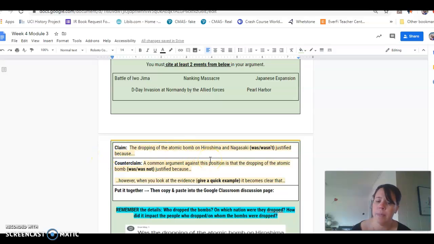I've given you the claim sentence stem to begin. The dropping of the atomic bomb on Hiroshima and Nagasaki was or wasn't justified. You could use justified or unjustified because this is your first opinion. Then you're going to fill out your counterclaim. A common argument against this position, that's your position, is the dropping of the atomic bomb was or was not, again, you're just choosing the opposite, because. You have to give me a reason, because.